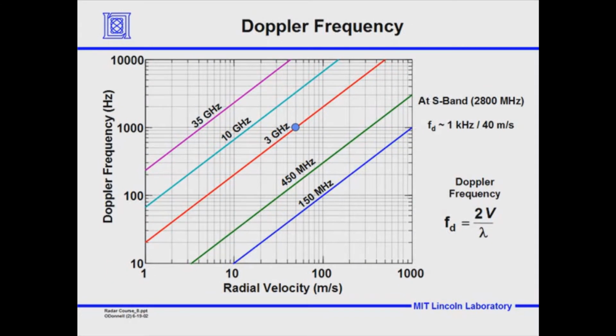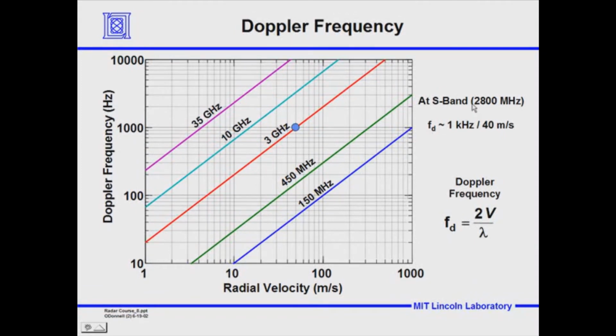Okay. Now let's just look at the relationship between the Doppler frequency and the radial velocity of the targets. They're related through this equation: the Doppler frequency, that's the shift that's added to the base frequency of the radar.